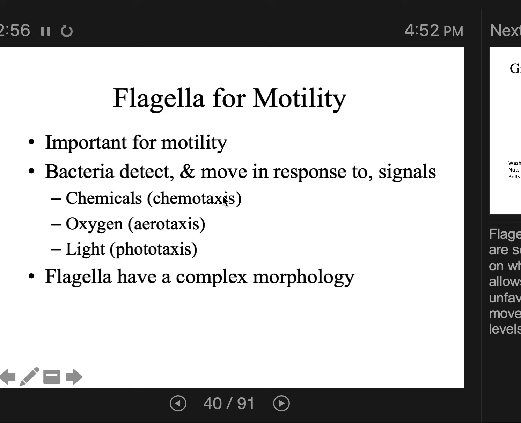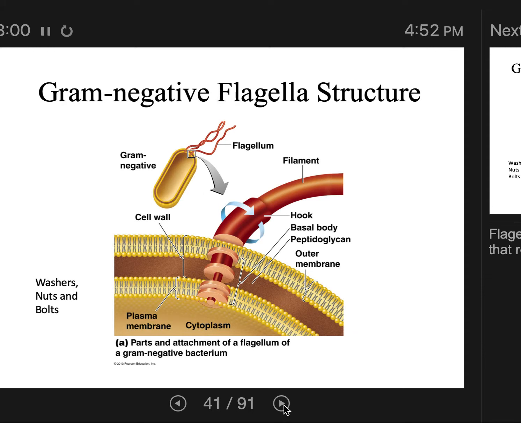Now flagella have a pretty complex morphology. We'll look at some diagrams here. So here is a gram-negative bacteria, and again you can tell it's a gram-negative bacteria because it has a cell membrane, just the normal plasma membrane that all cells have, and then it has an outer membrane here, so a second lipid bilayer there. And here's the flagella, and flagella are anchored in both of these membranes for gram-negative bacteria with structures that resemble washers, nuts, and bolts.